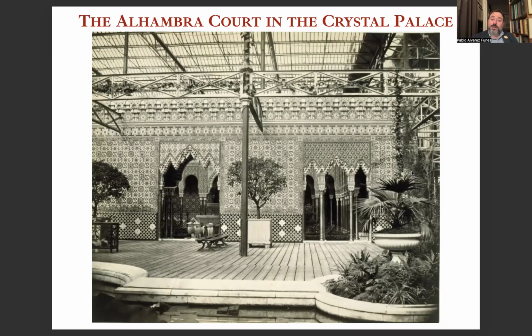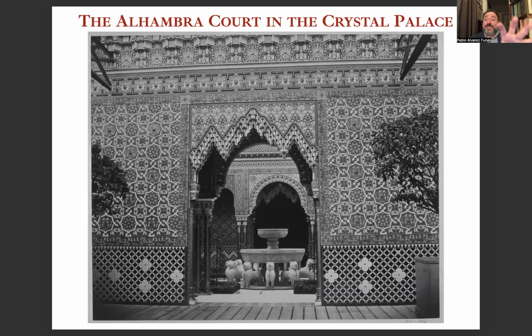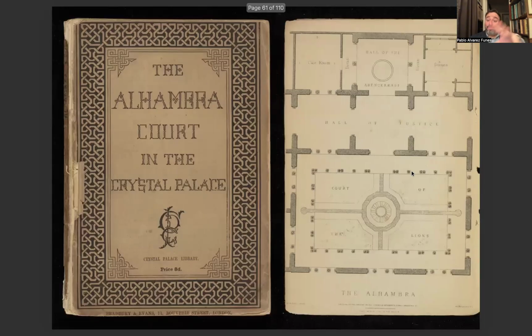He got inspiration and he did a free version of the Courtyard of the Lions and other stances of the Alhambra. And this is very important because Owen Jones, who probably had a very good idea of how all this ornament, how all this composition works, uses all his knowledge to design something. And this is what actually we should look at. Not at the book, not at the pretty book about Alhambra, but about the book he wrote about how he designed this. Because he wrote a book about that, the Alhambra Court in the Crystal Palace.